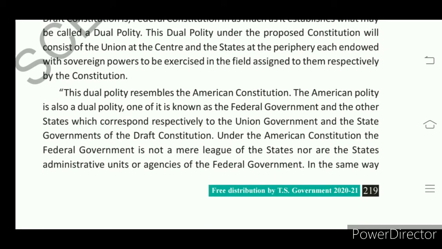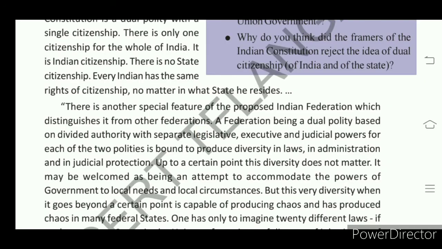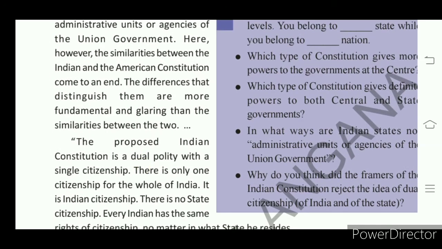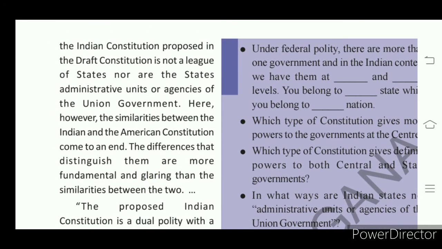It means that we have single citizenship, that at national level we find that we are Indians, but we do not have citizenship card of the state. In America they find dual citizenship, that is, there they have what to call dual polity and dual citizenship.